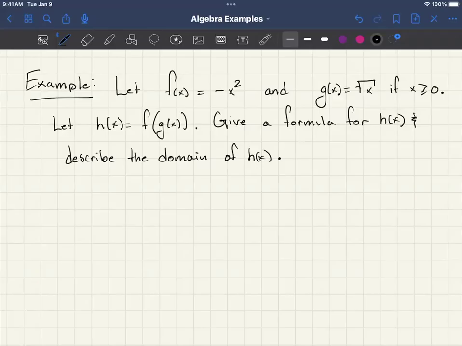So we're going to start off with two functions. We have f of x is equal to negative x squared, and we have g of x is equal to the square root of x. Now there's this little caveat behind the g of x. Notice it says if x is bigger than or equal to 0.